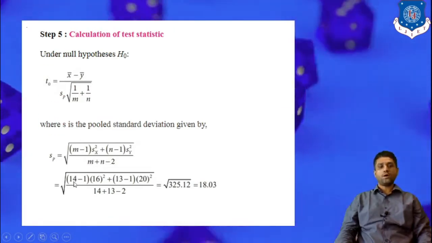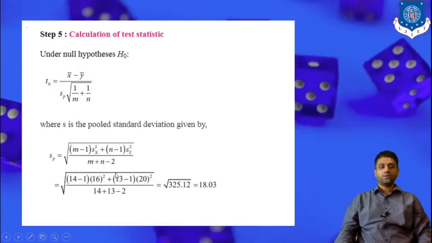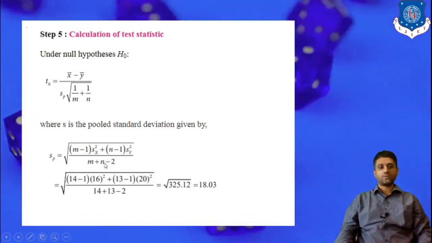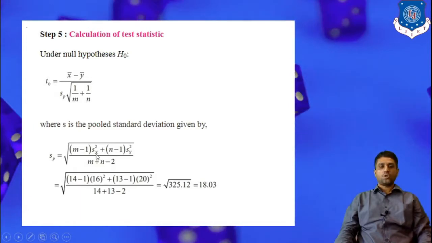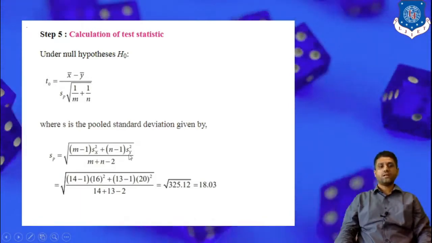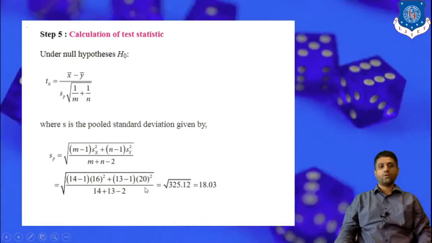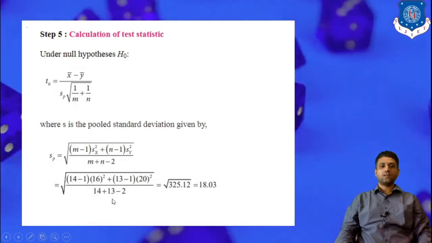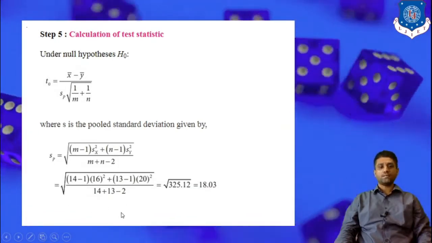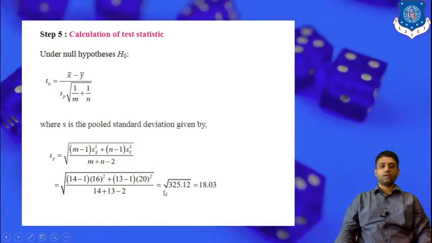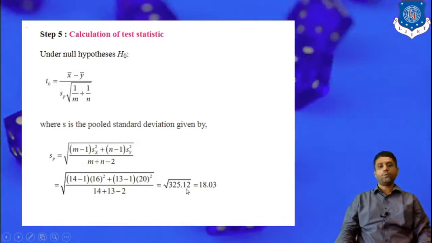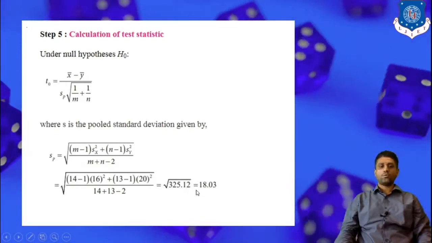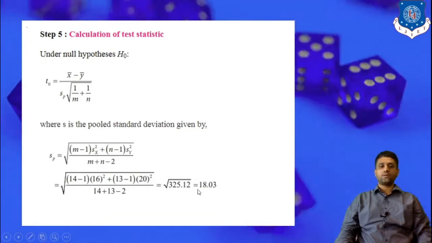So m, the total number of type A batteries, is 14 and the total number of type 2 batteries is 13. So 14 minus 1, n minus 1, so 13 minus 1. Now the standard deviation corresponding to type A battery is given as 16, and the standard deviation corresponding to type 2 battery is given as 20. So 16 squared, 20 squared, upon m is 14, n is 13, minus 2. By solving this, we get the standard deviation equivalent to the square root of 325.12. When we take this square root, we get the approximate value of the standard deviation as 18 point something.